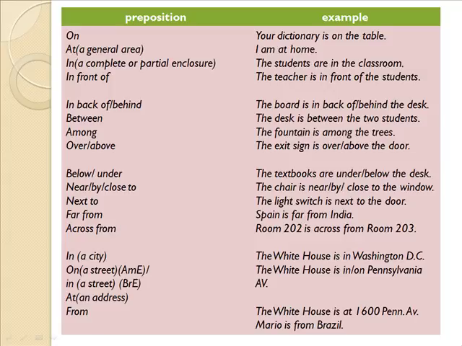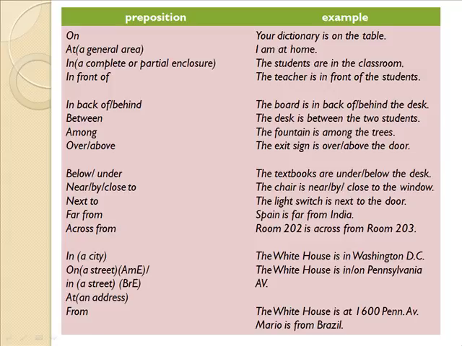Prepositions are used to express time, origin, position, and so on. In the table we can see some prepositions. On is always used to express position. Your dictionary is on the table. At is used to express position, but in a general area. I am at home. In is used when you're talking about position, but something or somebody is in a complete or partial enclosure. The students are in the classroom.